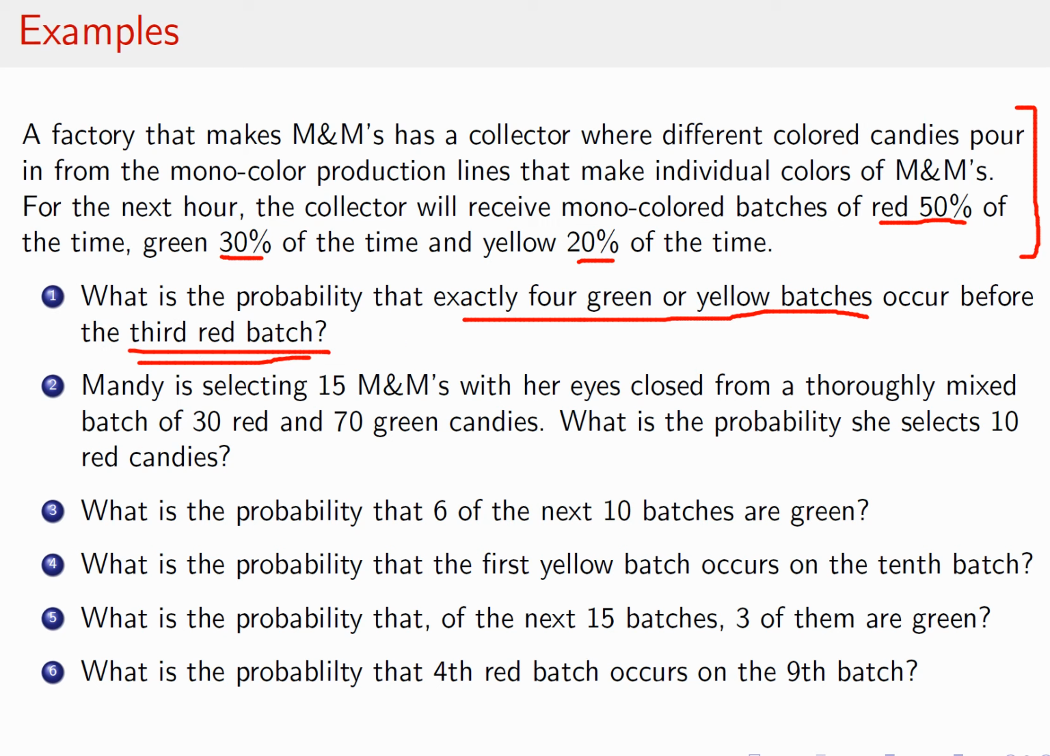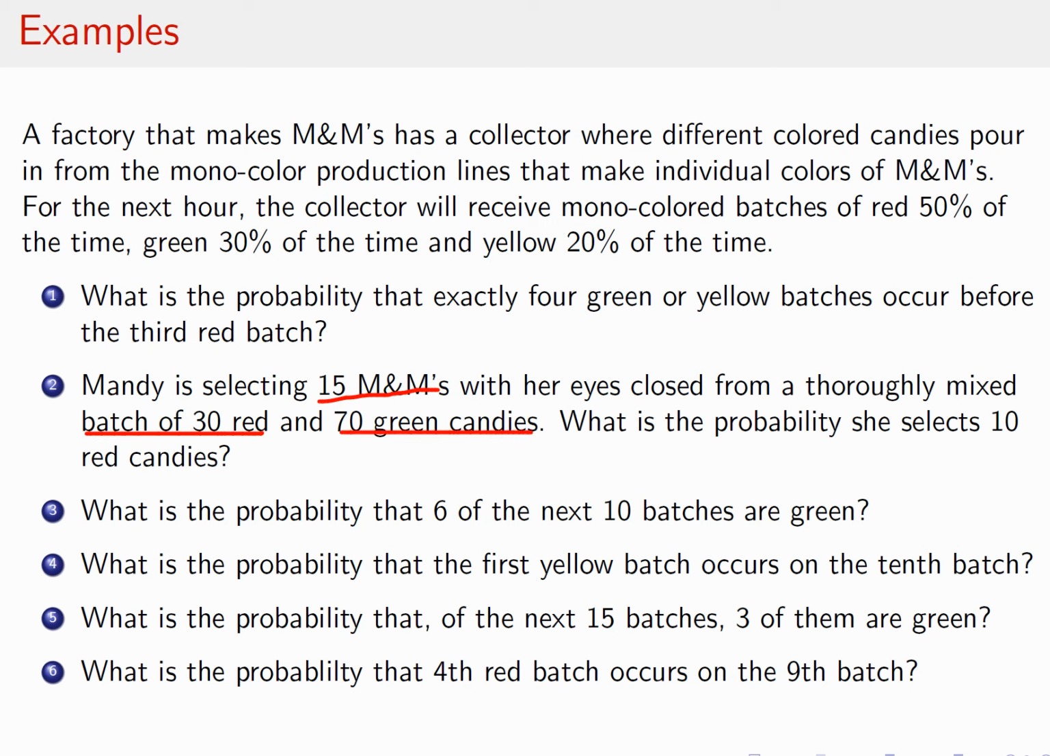We're going to do some calculations and actually find these probabilities in just a second, but let's look at this next one. Mandy is selecting 15 M&Ms with her eyes closed. Look, that's a fixed number of trials, so it's either got to be binomial or hypergeometric. I know that because there are 15 trials. It's finite, a specified finite number. And then, what is the probability she selects 10 red candies? Notice that we've got a batch of 30 red and 70 green candies, and when she takes a red candy, then there are only 29 of them left. So this is the hypergeometric. This is the changing probabilities. That's what I was trying to point out: these probabilities change, not much, but they change a little bit as Mandy starts selecting candies.